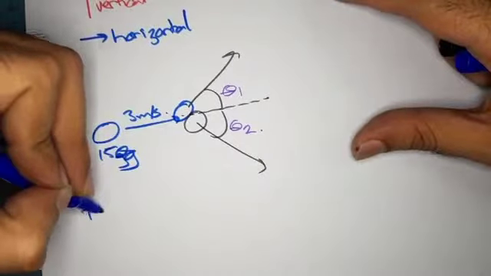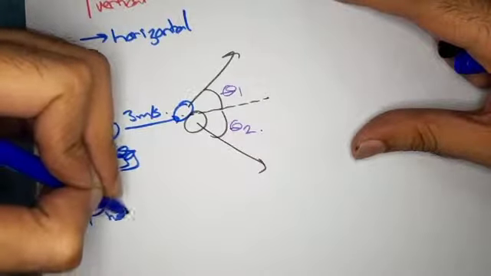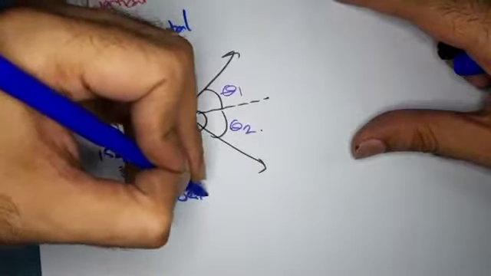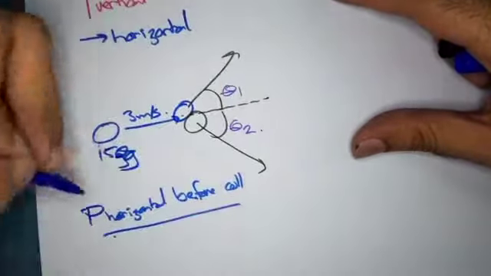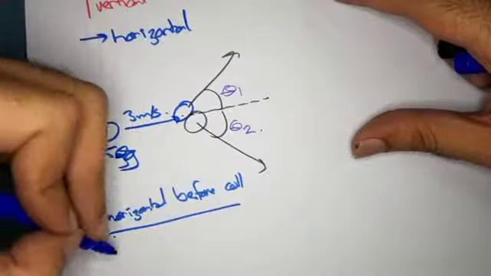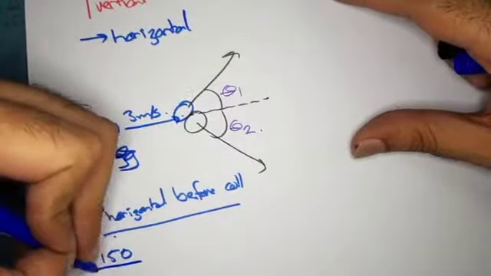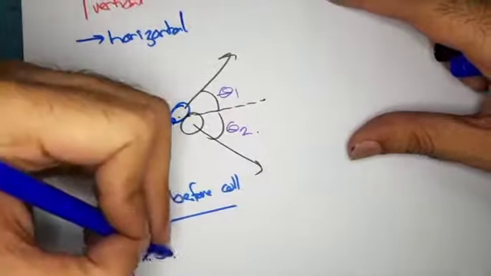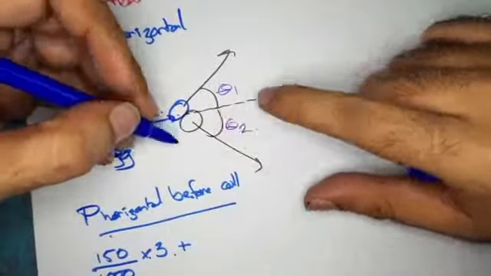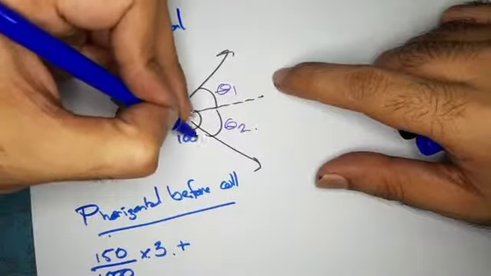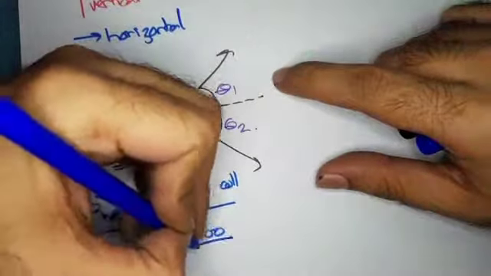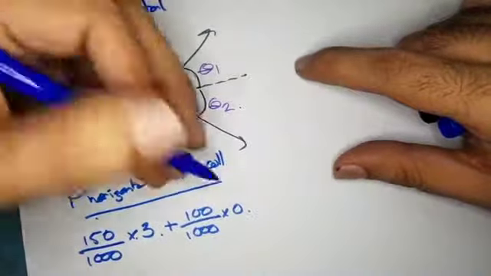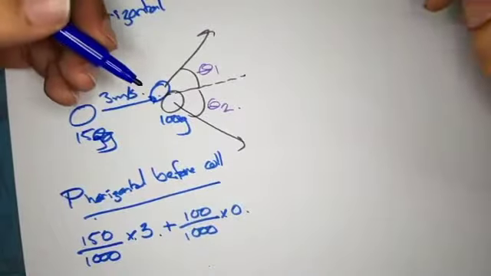Momentum horizontal before collision is going to be the momentum of this, which is 150 divided by 1000 into 3, mass into velocity, plus the momentum of this. We didn't give this a mass, let's give it a mass of say 100 grams. So that's going to be 100 divided by 1000 into 0. That gives us the value for the horizontal momentum.